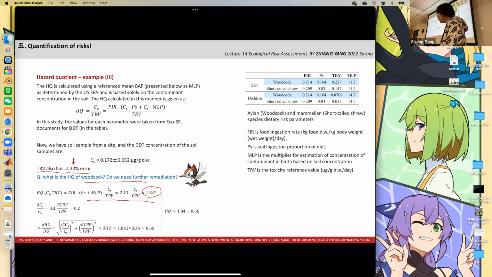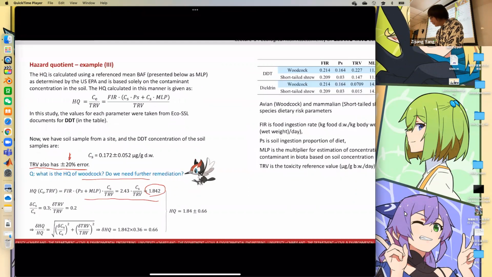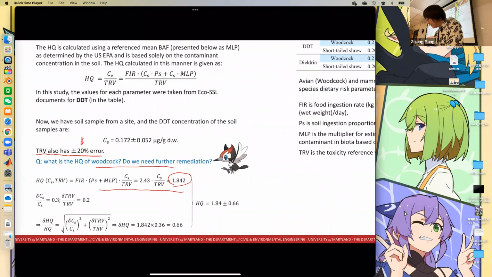For the uncertainty of HQ, we can use the error propagation equation. We can calculate the relative error of each component, and then we can get the absolute error of HQ. Finally, we can get this result. We can see that compared with the HQ with TRV that has no uncertainty, the standard deviation increased a little bit.